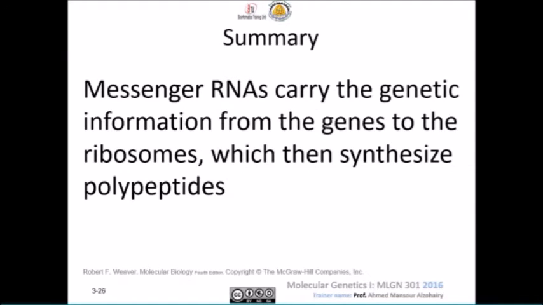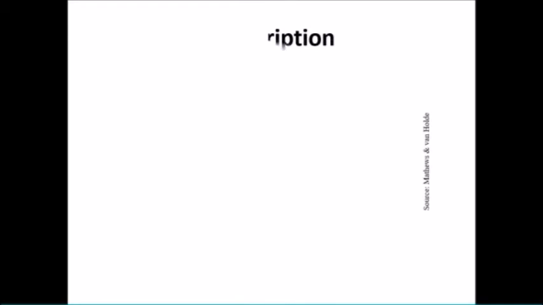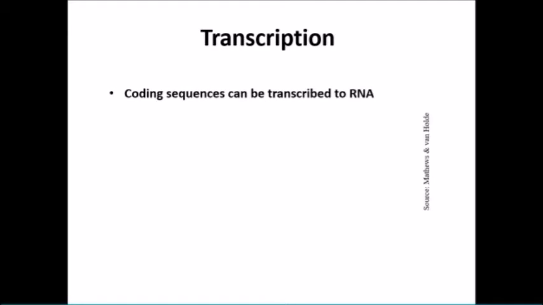So all that is just from previous slides. We just have to know that the messenger RNA carries the genetic information from genes to the ribosome, which then synthesizes polypeptide. So now we'll talk about the main three different steps in transcription.